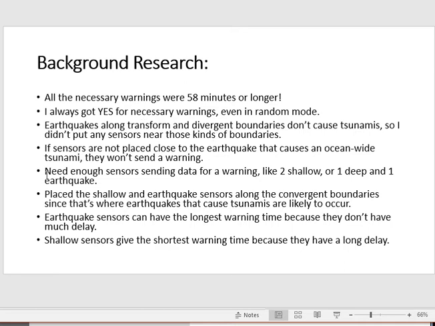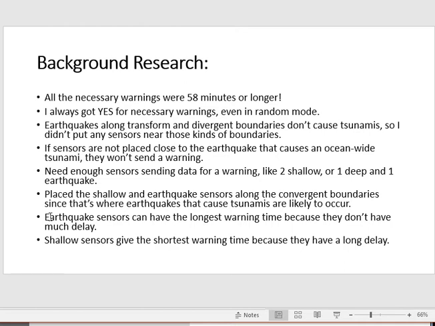Or something like, we need enough sensors sending data for all warnings, like 2 shallow or 1 deep and 1 earthquake, because at this point you realize in order for a warning to be sent, you really need to have more than 1 sensor. And then after those both trigger, then that's going to send a warning.